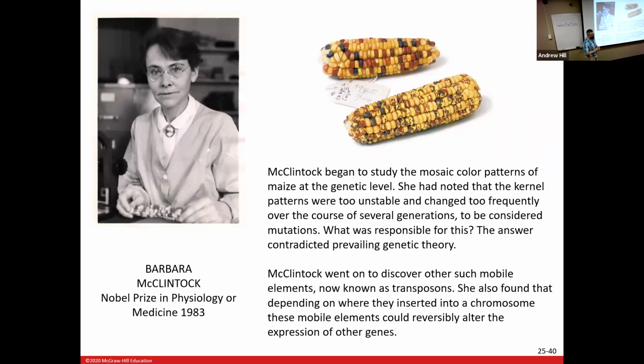But her ideas in the 1950s were so radical that no one believed her. They thought she was crazy. And that actually prevented her from publishing probably as many papers as she would have. But it was literally about 30 years between the 1950s and when she got her Nobel Prize, and finally science caught up. What she had found is these transposons. She went on to discover such mobile elements, now known as transposons. She found that depending on where they were inserted into a chromosome, these mobile elements can reversibly alter the expression of other genes. So anyway, it's very interesting, we'll end on this topic.